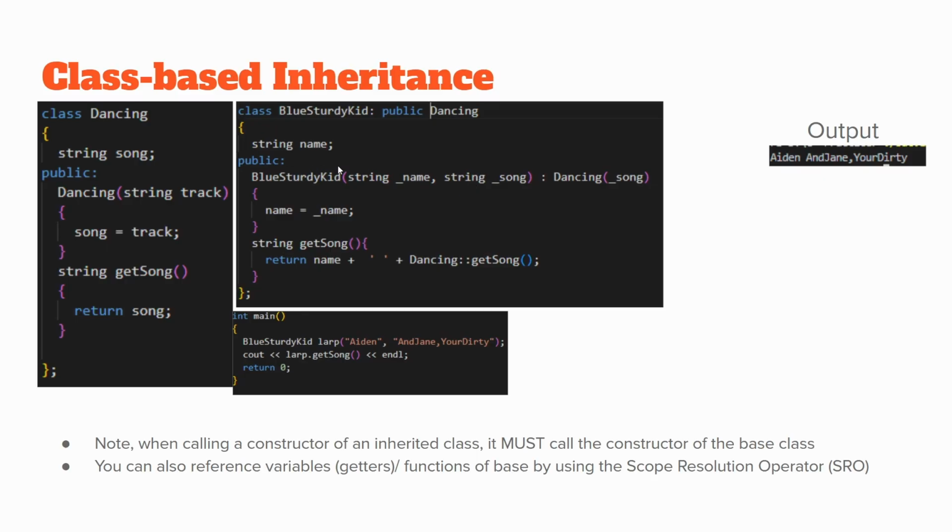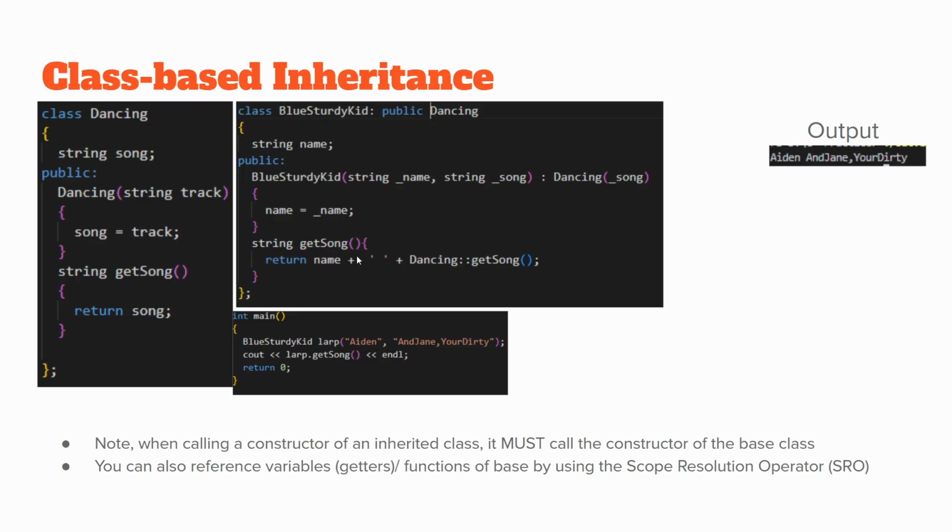So my Blue Sturdy Kid constructor takes in two parameters, being the name and the song. Then we declare a colon right here in order to declare that we're going to access more constructors that we've inherited. When you're inheriting multiple classes, you can just add commas and then list them out. But in this case, I only have one, so I just pass in my song variable into dancing, which is valid because it's a string.